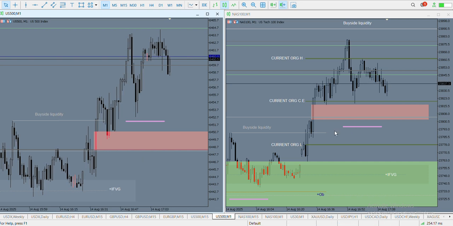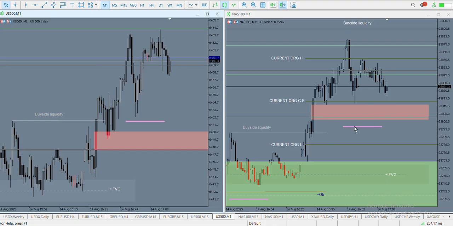So the time is 5:13. We are 3 minutes past the first macro of the silver bullet.